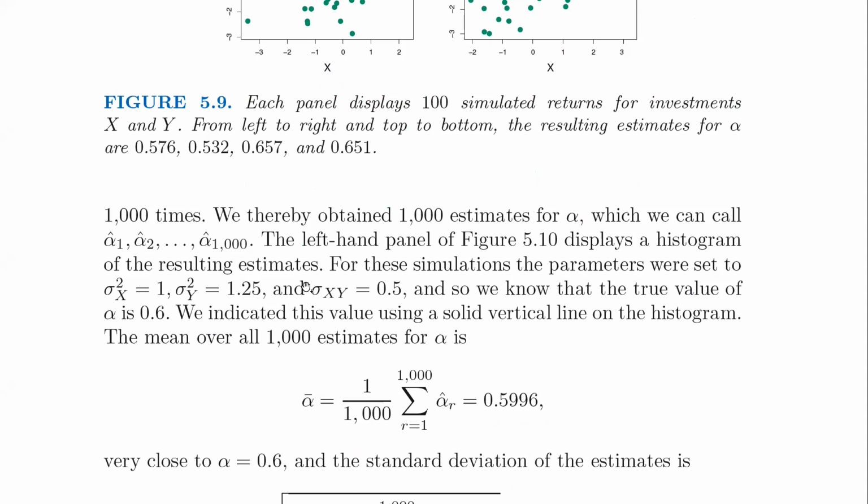Can we maybe get something close to the book? For these simulations, the parameters were set to: the variance of x is 1, and the variance of y is, why am I saying 2, it's 1.25. And the covariance is 0.5.